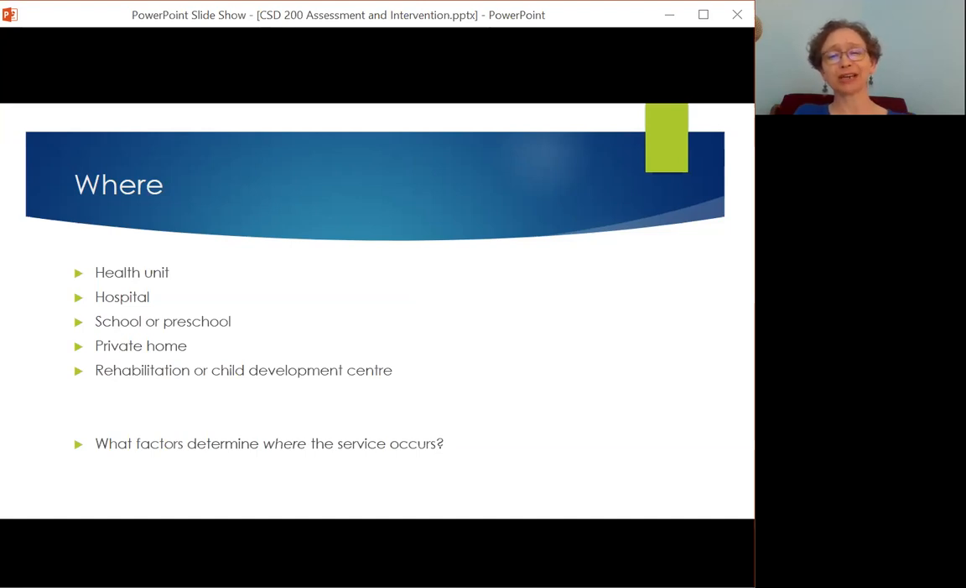Another really interesting aspect of the practice of speech language pathology is we can work in many different settings. So it could be health unit, hospital, and so on. And the factors that determine where the service occurs are things like what is the area of difficulty. So obviously, if you're dealing with somebody who's very ill, you may well be working in a hospital, but SLPs routinely work in schools as well. So what is the condition? What is the age of the person? Is this a rural or urban setting? And so on will all determine where the service happens.